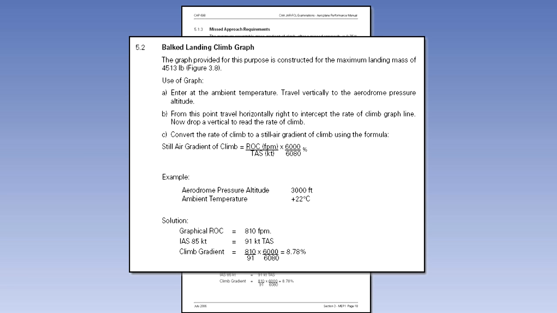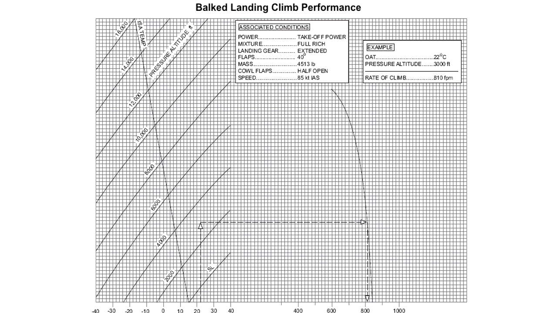Work through these examples, and especially on how to change a rate of climb into a gradient, because the two graphs used in these examples do not directly provide a gradient. It must be worked out. Page 19 is the landing climb graph, figure 3.8. This graph assumes both engines are operating. Again, this graph only provides you with the rate of climb.